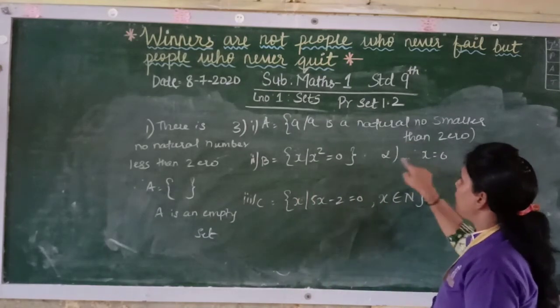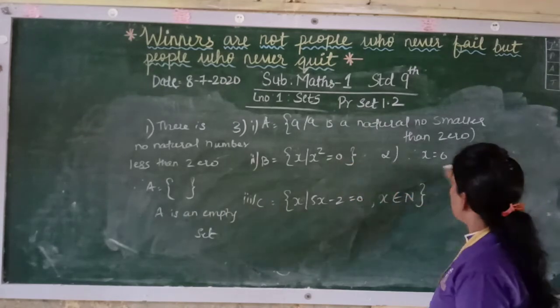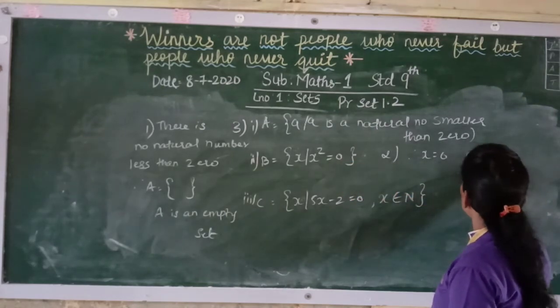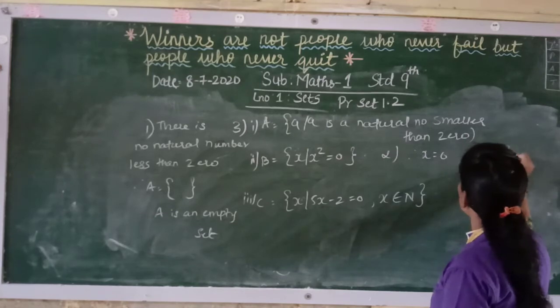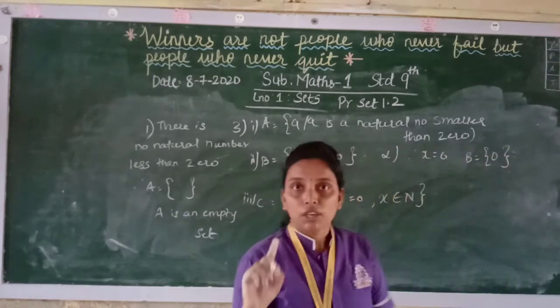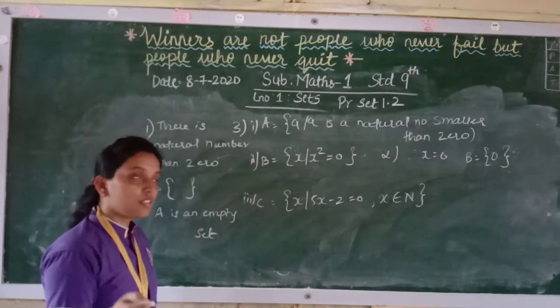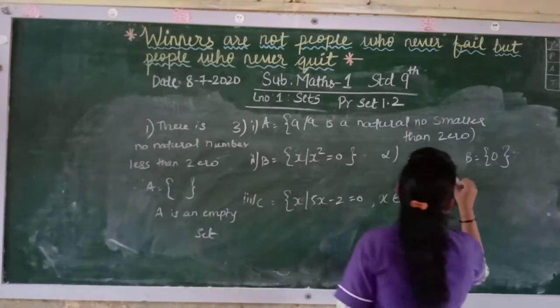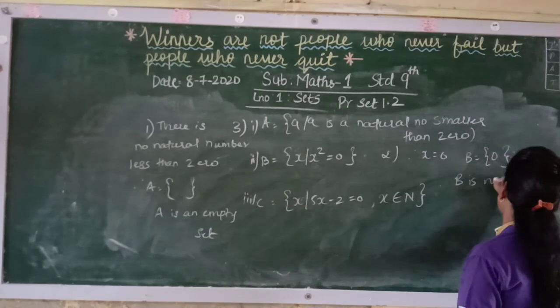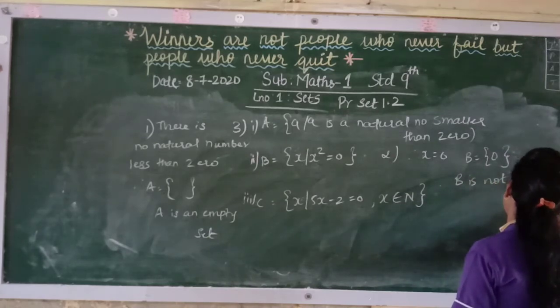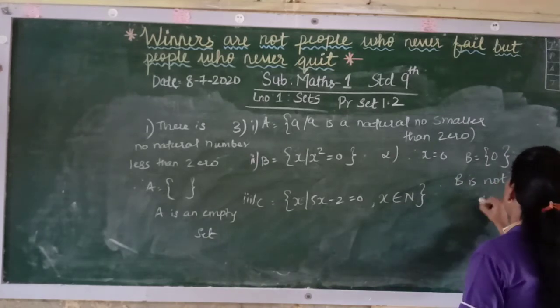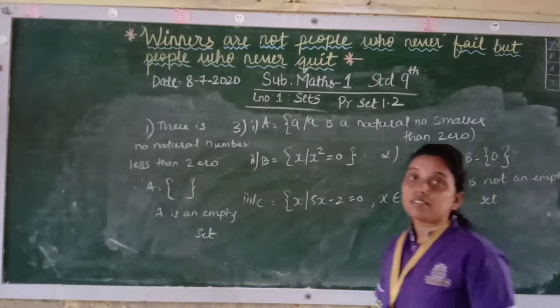So here it will come 0 only, 0 square is 0. So here for B, what will be there? One element is there, that is 0. It is containing one element in that. That is why that will not be an empty set. So you have to write here, therefore B is not an empty set because it is containing one element, that is 0.